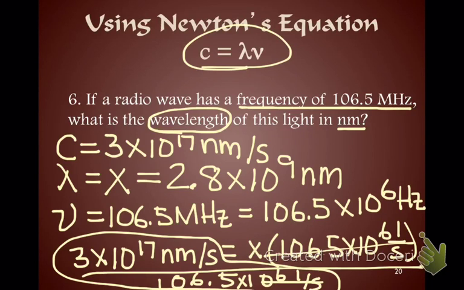Most of the time when you solve problems using Newton's equation, you will be solving for lambda or nu. The speed of light is a constant, so you can look that up, and you can use 3 times 10 to the 17th if you have nanometers in the problem, or you could use 3 times 10 to the 8th if you have meters in the problem. Happy calculating!